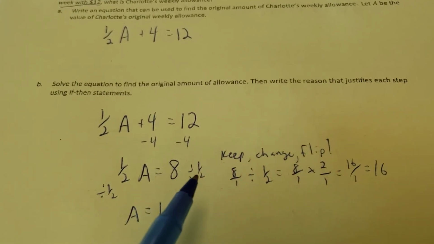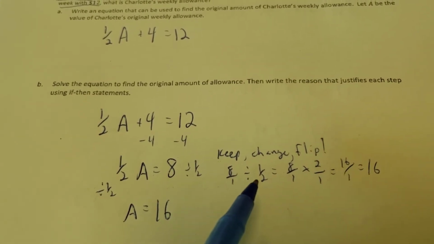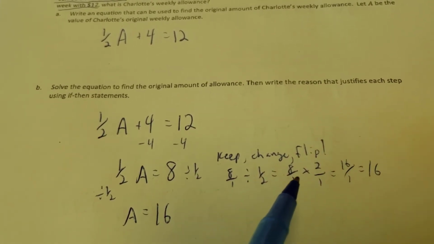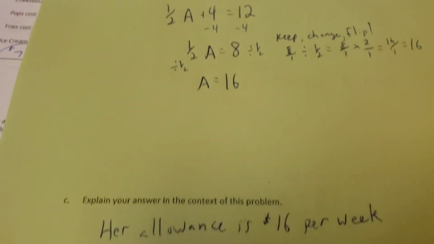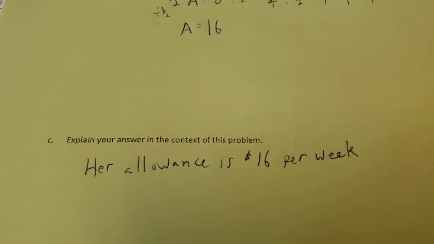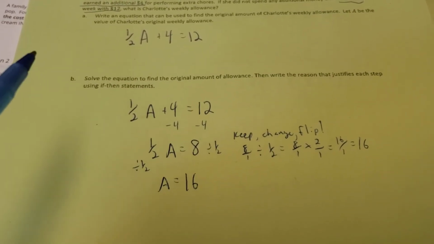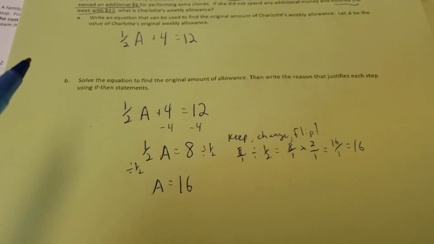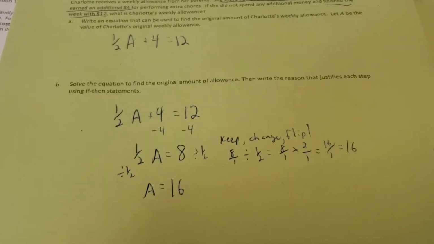And 8 divided by half, remember, if I'm dividing with fractions, they both got to be fractions. So I get 8 over 1 divided by half. And now I can keep change flip. 8 over 1 times 2 over 1 gives me 16 over 1 or 16. So her allowance is $16. So what does that mean? Her allowance is $16 a week. So does it make sense with the problem? Well, if the allowance is $16 and she still saved half of it, that's 8. Plus the $4, yes, that does make sense that it's 12.